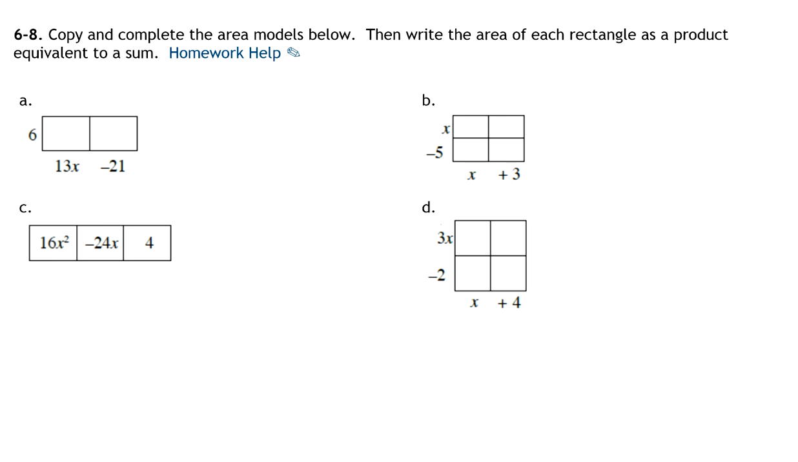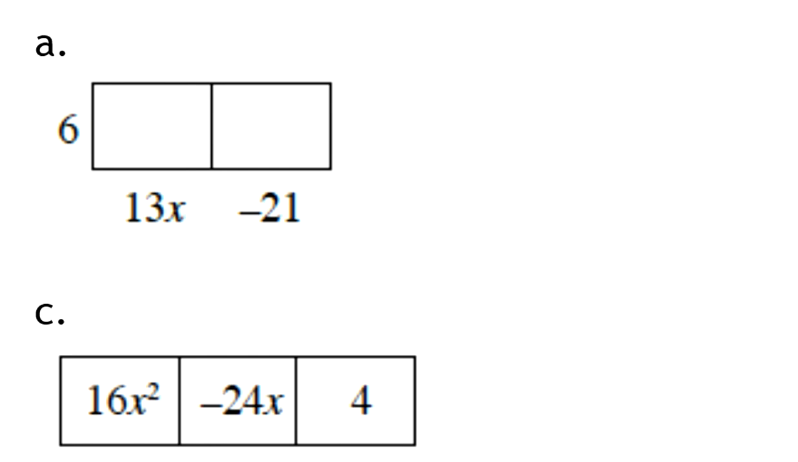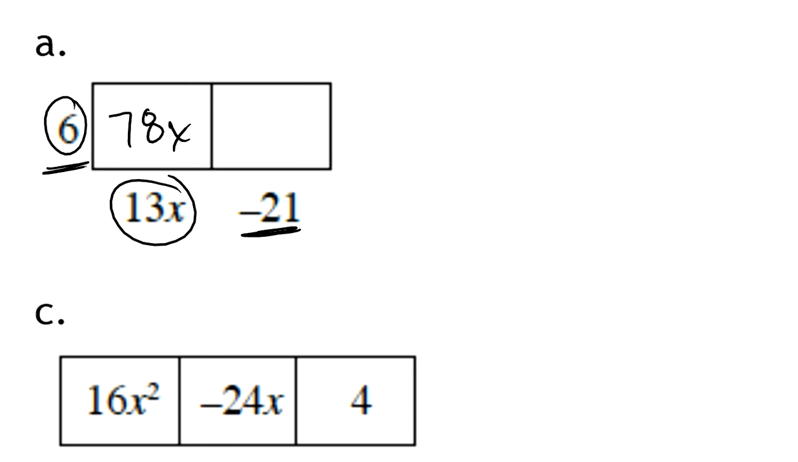If I look at part A, you can see that it has 13x minus 21 as the length of one of the dimensions, and the other dimension is 6. When I multiply 6 times 13x, I get 78x. So part of my answer is 78x. And when I multiply negative 21 times 6, we get negative 126. So I've completed the area model here.